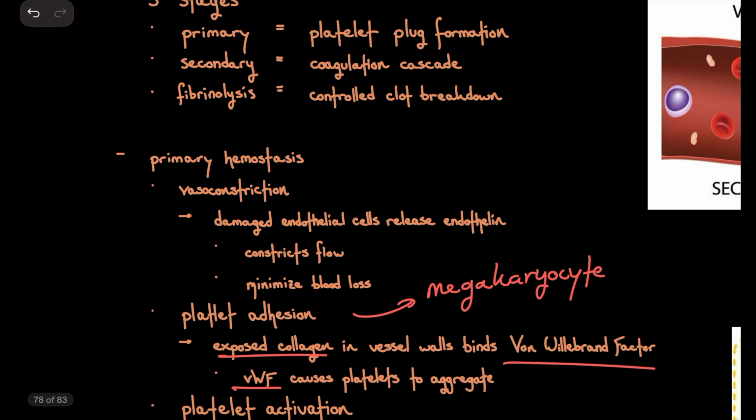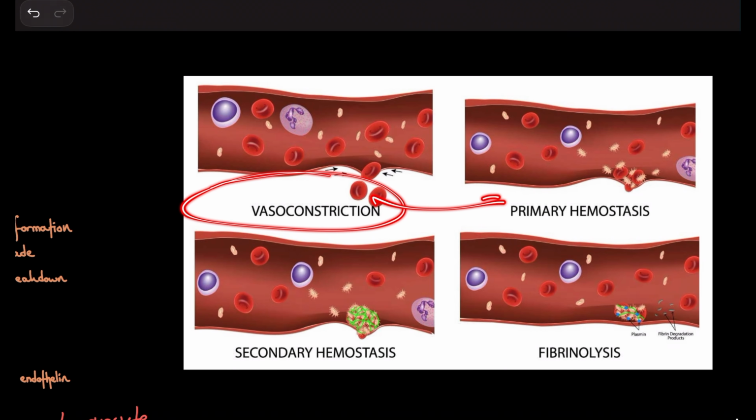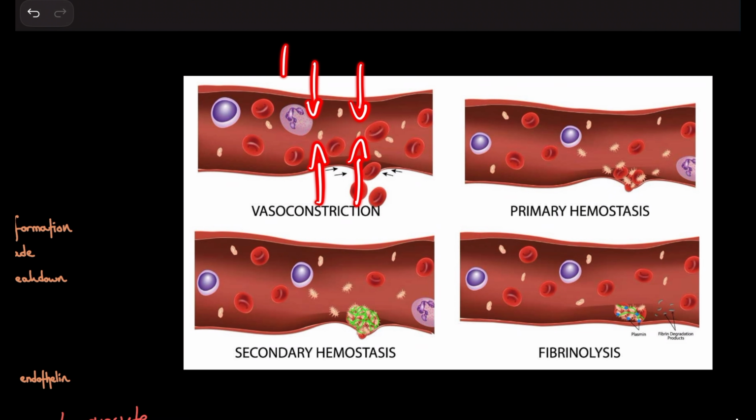First things first, vasoconstriction. On this lovely diagram here, it has it as its own phase. I'm going to include it with primary hemostasis. I think it just depends on the textbook you got. But vasoconstriction, that's referring to the vessel constricting. So this vessel is going to decrease in diameter. If it's more narrow, now this blood has to work more to get through, so it's going to increase blood pressure.